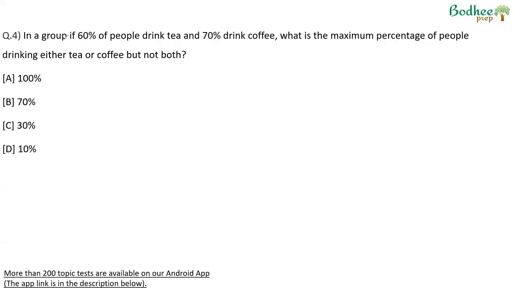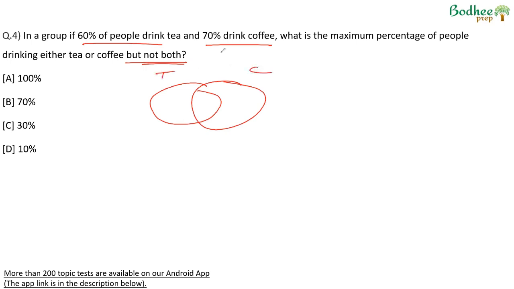In a group, if 60% of people drink tea, 70% drink coffee. What is the maximum percent of people drinking either tea or coffee, but not both? So basically what this says is, we're looking at tea, we're looking at coffee. Now, number of people with T union C would be number of people drinking tea plus number of people drinking coffee minus number of people drinking tea and coffee both, T intersection C.